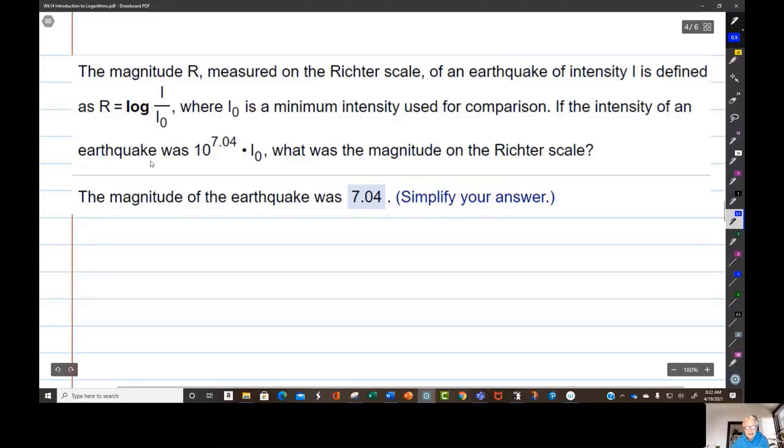If the intensity of an earthquake is 10 to the 7.04 power times I naught, which means it's 10 to the 7.04 times stronger than this smallest earthquake, what was the magnitude R on the Richter scale? That's a lot of words. We're looking for the magnitude R.